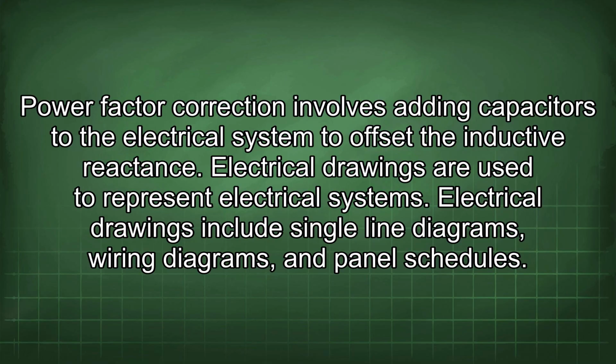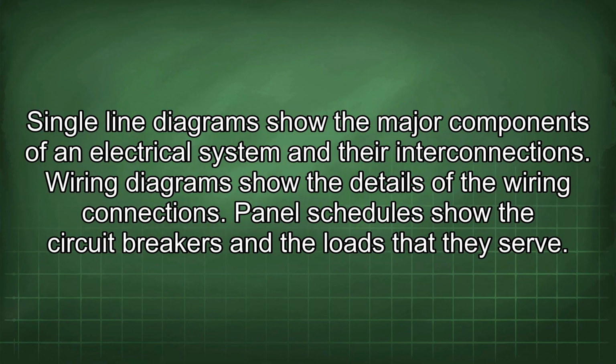Electrical drawings are used to represent electrical systems. Electrical drawings include single-line diagrams, wiring diagrams, and panel schedules. Single-line diagrams show the major components of an electrical system and their interconnections. Wiring diagrams show the details of the wiring connections. Panel schedules show the circuit breakers and the loads that they serve.